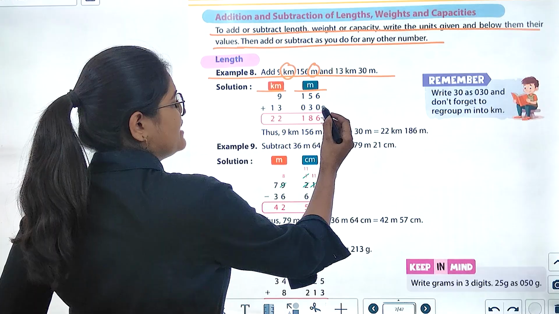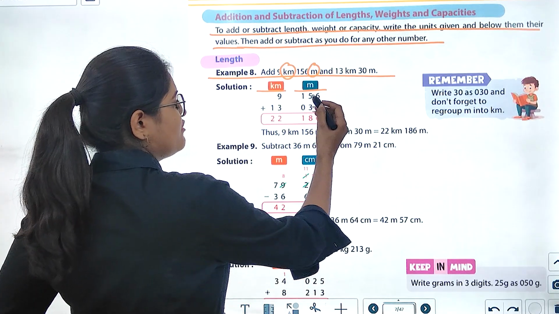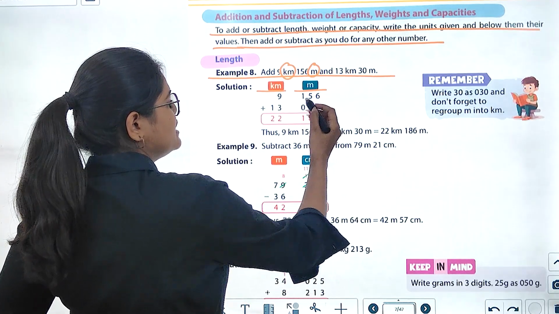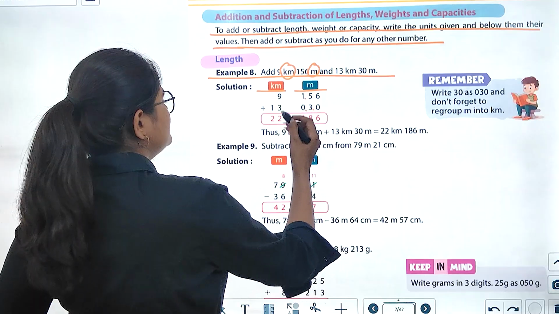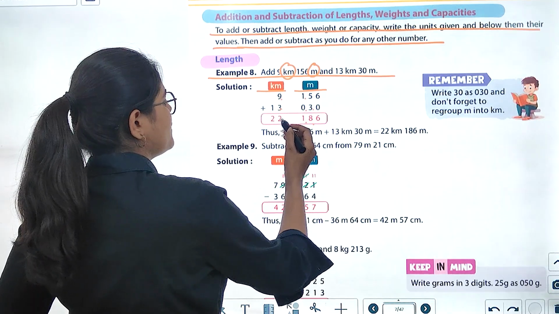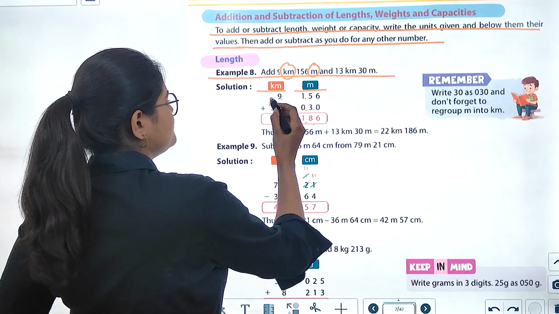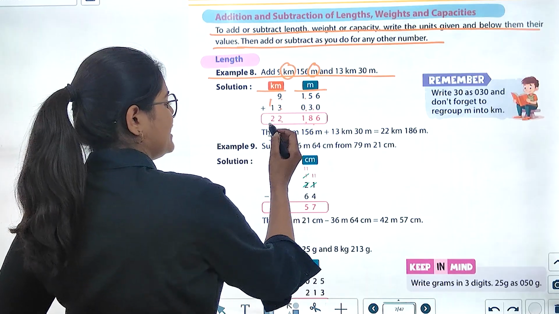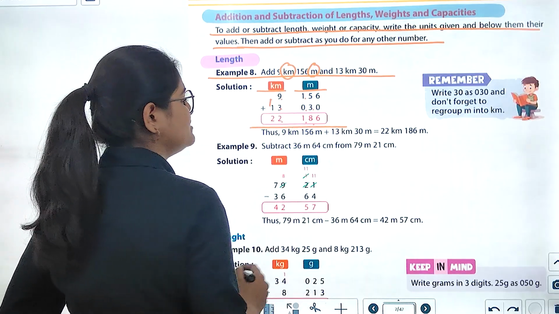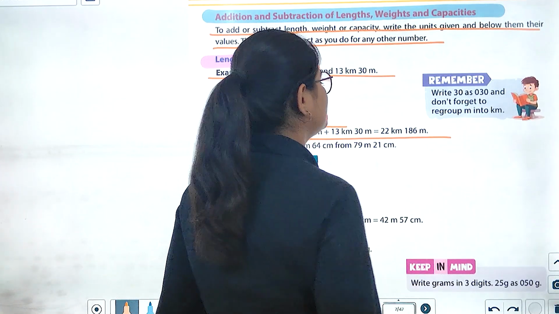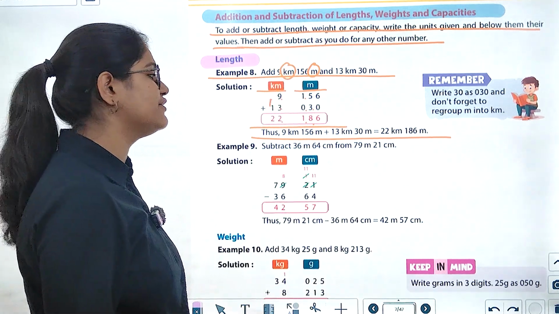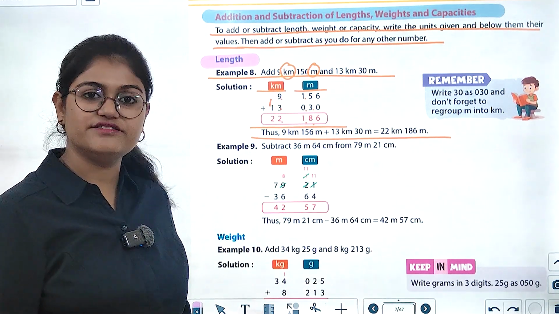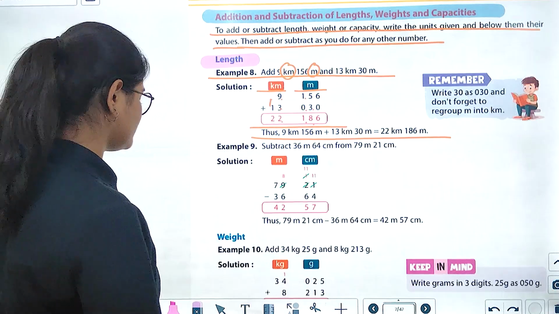This like 6 plus 0 is 6, 5 plus 3 is 8, 1 plus 0 is 1, 9 plus 3 is 12, 1 carry, then 1 plus 1 carry is 2. So hence the answer becomes 22 kilometers, 186 meters, correct?